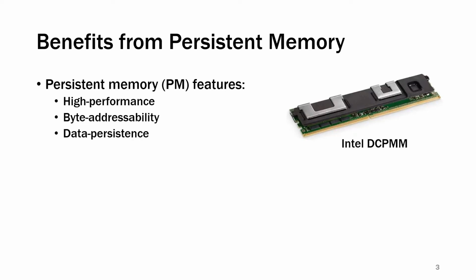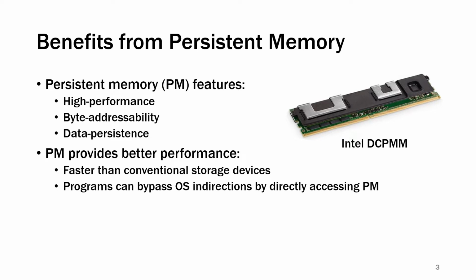First, I'm going to introduce the benefits from using persistent memory. Persistent memory features high performance, byte addressability, and data persistence. Persistent memory provides better performance for two reasons. First, it is faster than conventional storage devices such as hard drive and SSD. Second, programs can bypass the operating system indirections, such as the file system, by directly accessing the persistent memory.